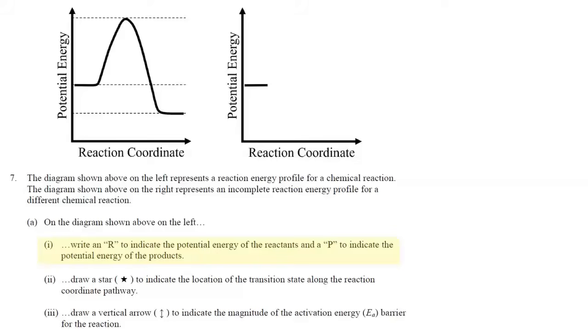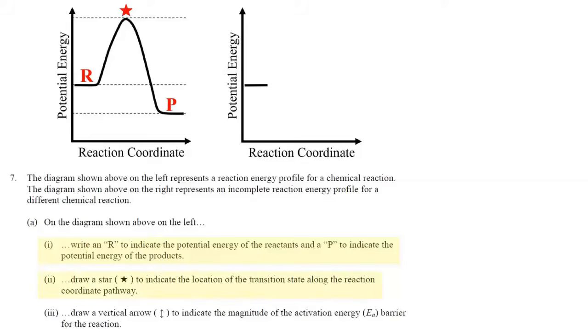So we're going to start with reactants. That's going to be the position there on the far left of the diagram. And then we have to put a P on the diagram to indicate the potential energy of the products. So at the end of the chemical reaction, here on the diagram is the location of the products. Now you can see that it's kind of like you're climbing a hill or you're traveling over a hill. That is the location of the transition state at the top of the hill.